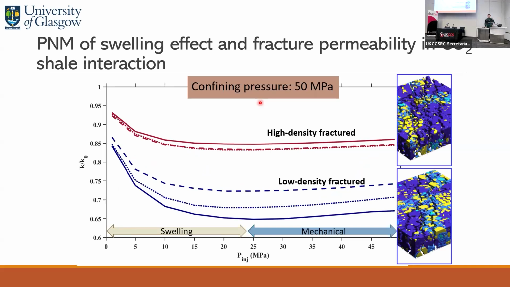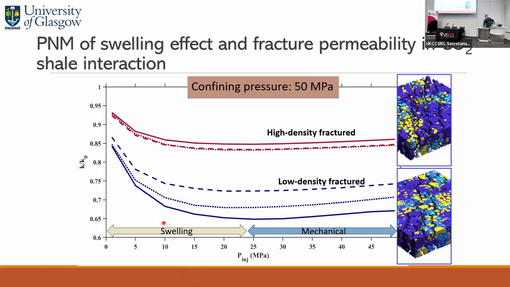So that is an example of how it changes with different confining pressure. It assumes different depths of the real reservoir. Okay, so here is the example. So that is the permeability change, how the permeability changes. Here at the bottom, the injection pressure. Okay, on the upper right, this is the high density fracture shale, and this is the low density fracture shale. So we can see the different injection pressures.